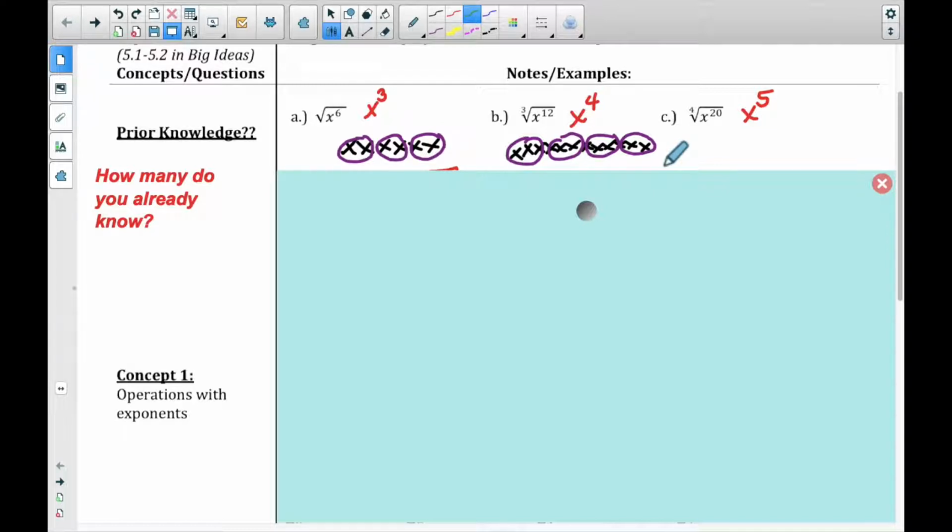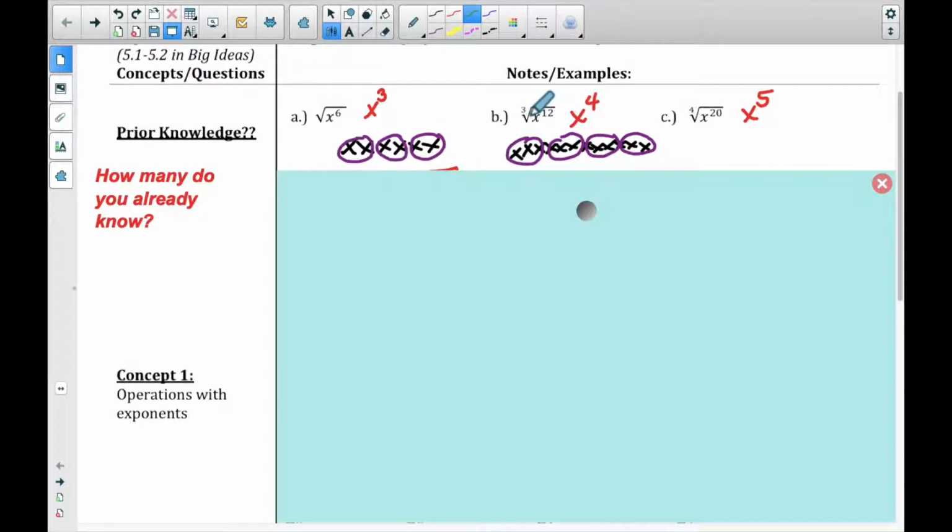Example B, similar deal. We have x to the 12th. That means we have 12 x's. But this little 3 in the corner means that it's not the square root, it is the third root, or also called the cube root. So this time I want to group them in groups of 3. So I have 12 of them, I circle my groups of 3, and I have 4 groups. And so x to the fourth is my answer.